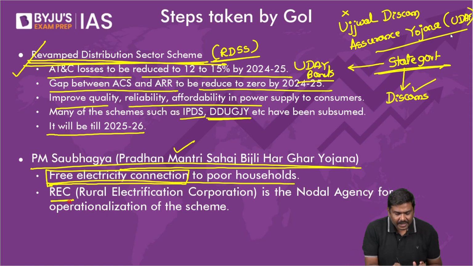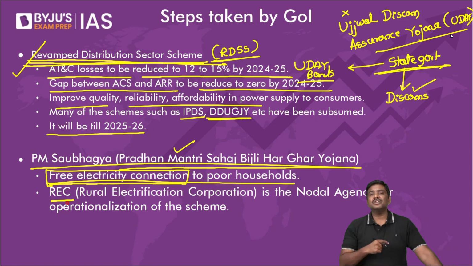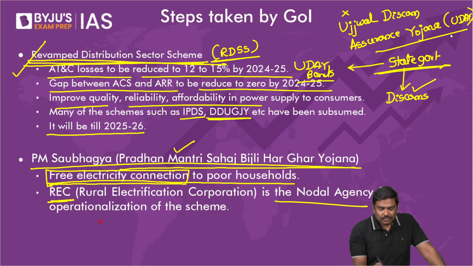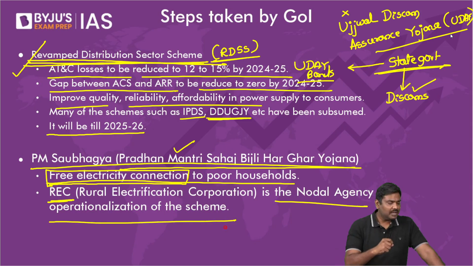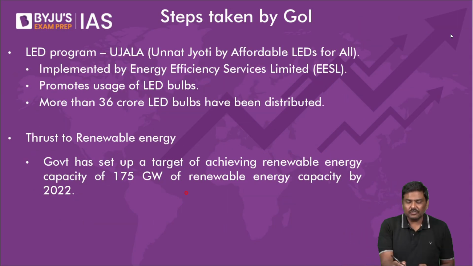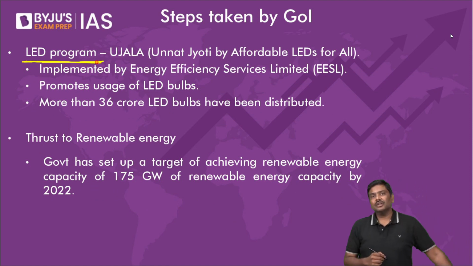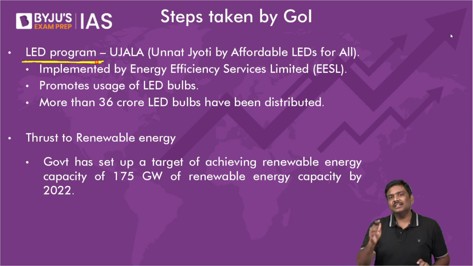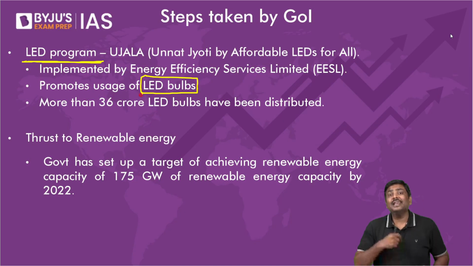And which is the nodal agency for implementation of PM Saubhagya? Rural Electrification Corporation, REC, is the agency for implementation of PM Saubhagya Yojana. Right? This is the second very important reform. Third very important reform, the National LED program. Under the National LED program, we want to replace all the earlier incandescent bulbs with LED bulbs, light emitting diode bulbs.